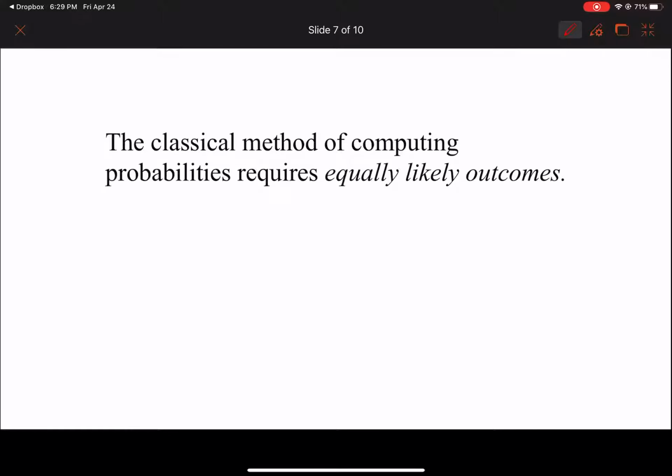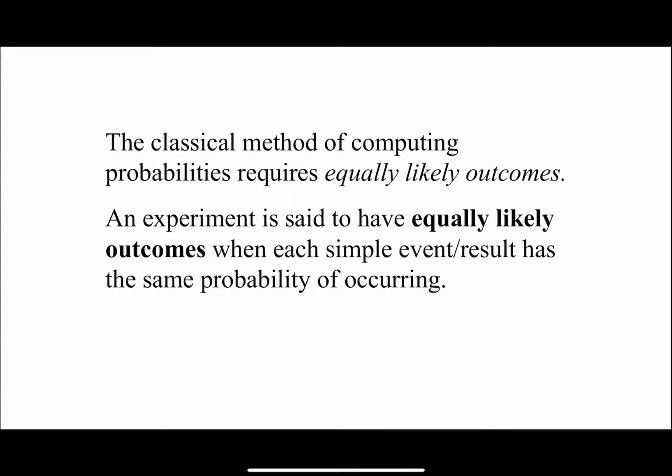The classical method of computing probabilities requires equally likely outcomes. The classical method is just slightly different. It requires equally likely outcomes. So this means that every simple event has to have the same probability of occurring. So for example, if I roll a dice, 1, 2, 3, 4, 5, and 6, all of those are equally likely. It is equally likely to roll any of those numbers on that dice. If I pull a card out of a deck of cards, every single card is equally likely to be drawn. If I have a bag full of M&Ms, every single M&M in that bag is equally likely to be pulled out. So in order to do the classical method, every event has to be equally likely.